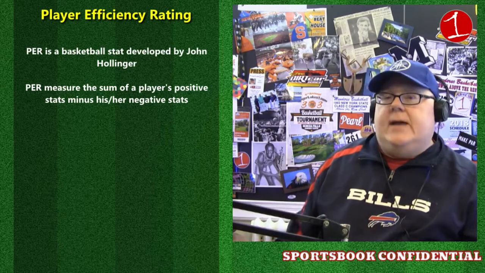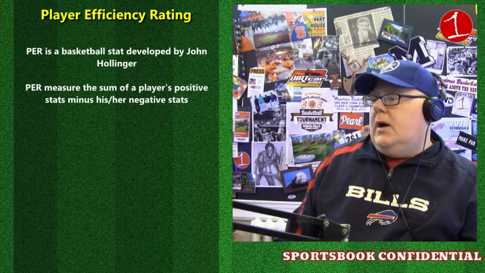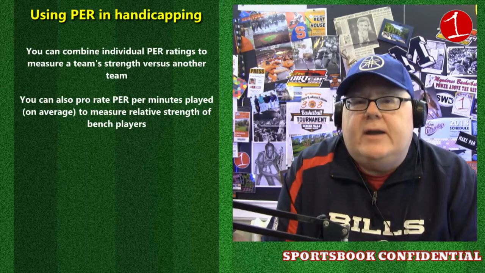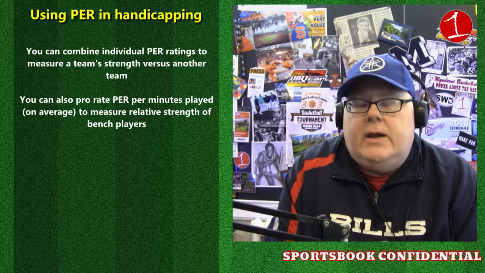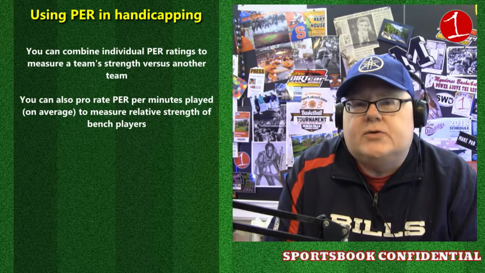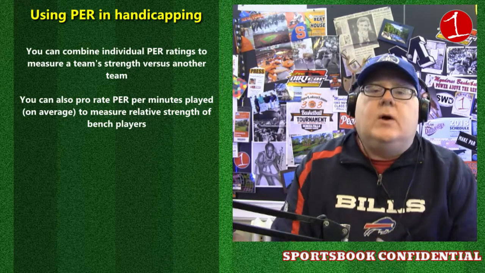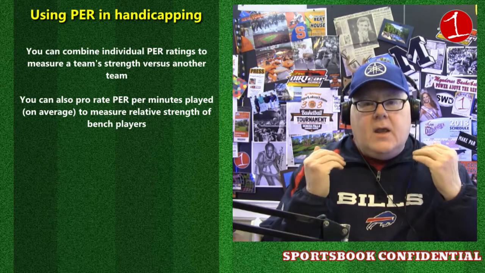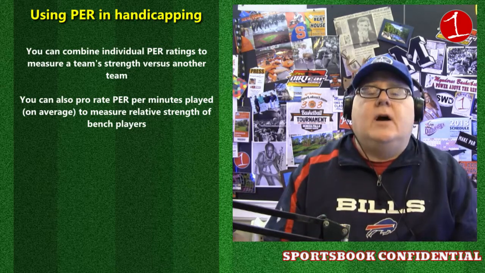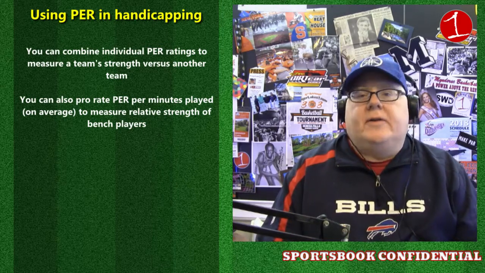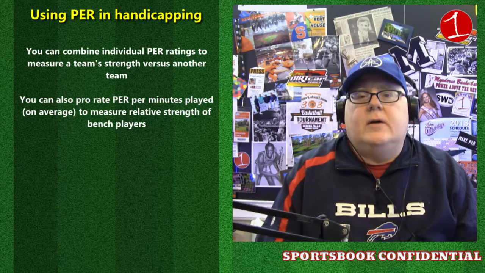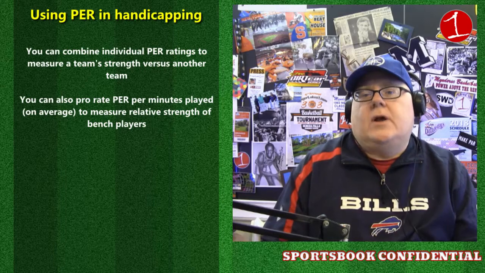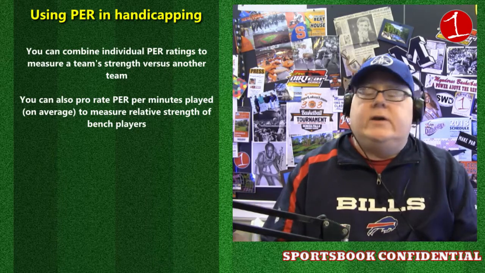So how do we use that to handicap? If you're handicapping a ball game and you want to test one team's strength versus another team's strength, you can just take the PER for all the players on each team, or at least the starting 5, and come up with a team rating, a sum of each. It's a quick and dirty way to do that.